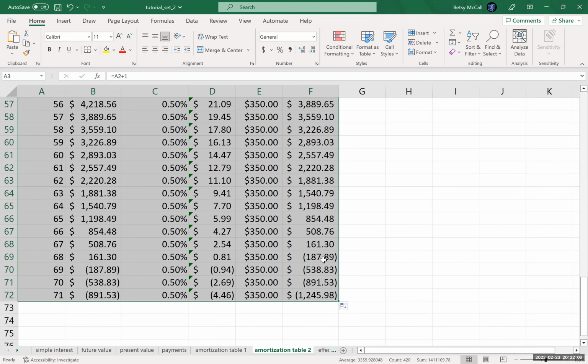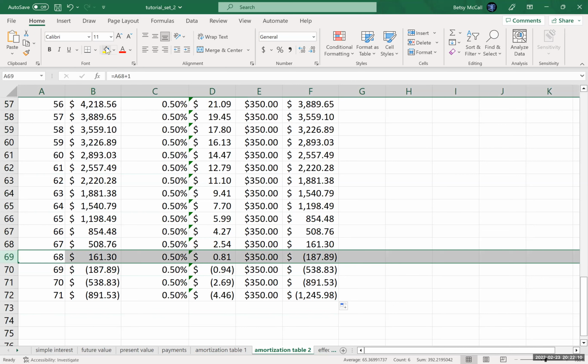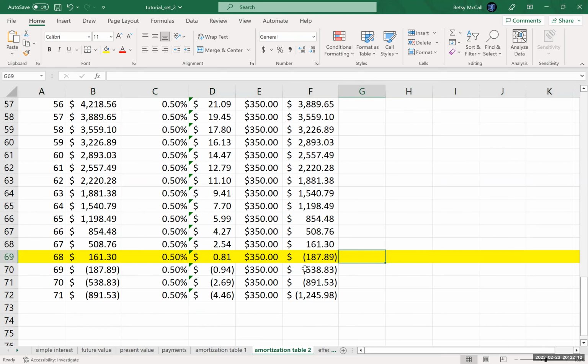Okay, so notice what happened right here. This line, I'll highlight it. This balance right here, the parentheses around it actually is the sign in Excel that the balance has gone negative. And so that means that 69 months is how long it will take me to pay this off. 68 months of full $350 payments.